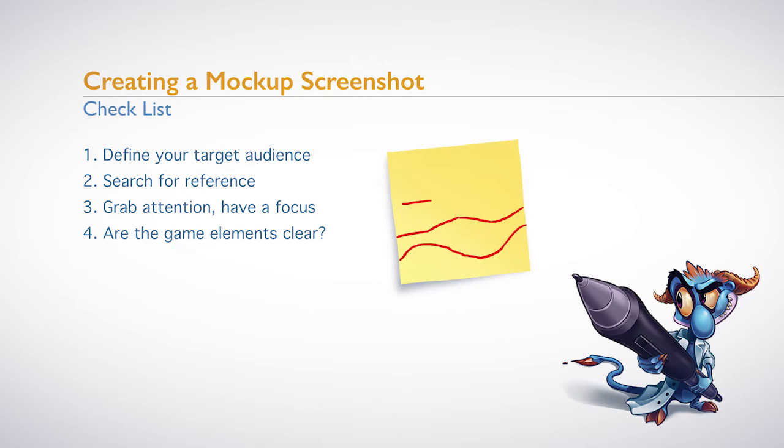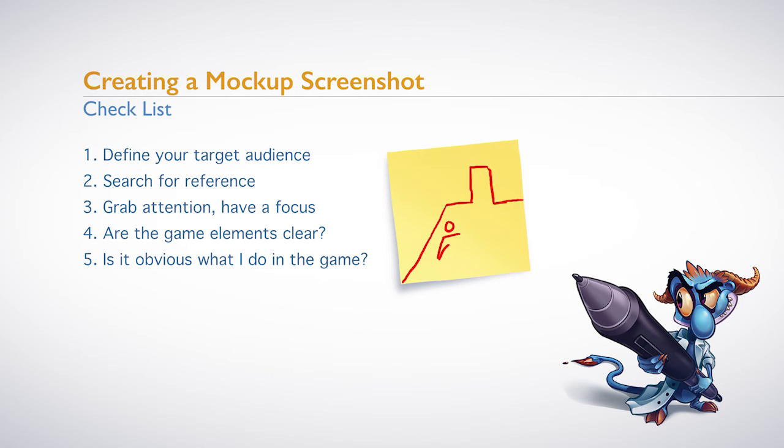Okay, so number 4, are the game elements clear enough? So a good way to check this is if you convert your image into black and white. Then you can see if the character, background, UI, objects, enemy are clear enough and they're simple enough to identify.